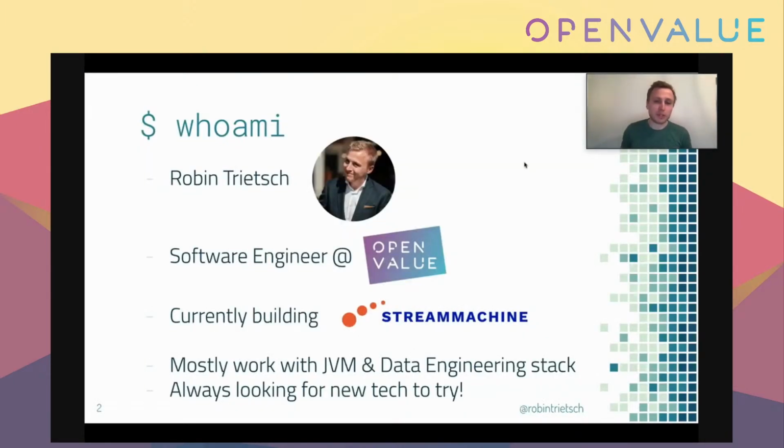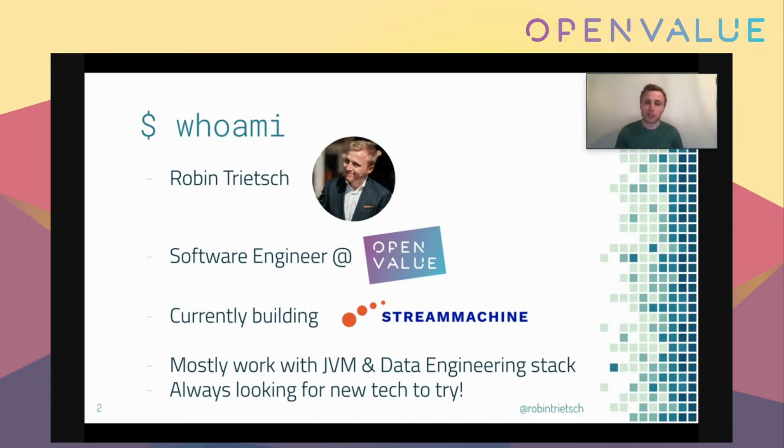So my name is Robin Trietsch. I'm a software engineer at OpenValue. Currently, I'm building a stream machine. I'm helping to build an event processing platform that focuses on privacy and data integrity. I mostly work with the JVM, with the JVM languages such as Java and Kotlin, and with the data engineering stack. So think of Kafka, for example.